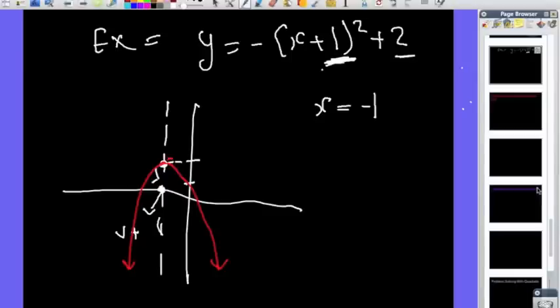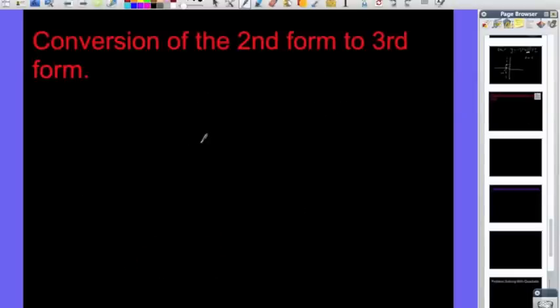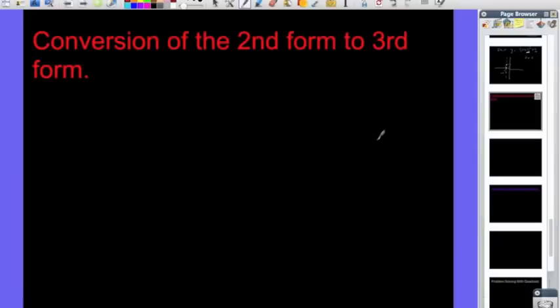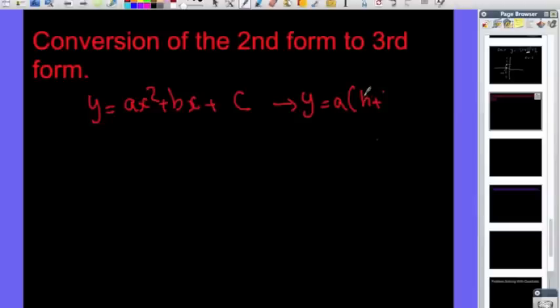Okay. Now let's move on to conversion of the second form to the third form. What I mean by this is converting y equals ax squared plus bx plus c into y equals (x plus h) squared plus k. So the best way to explain this is by doing examples. So let's do an example.